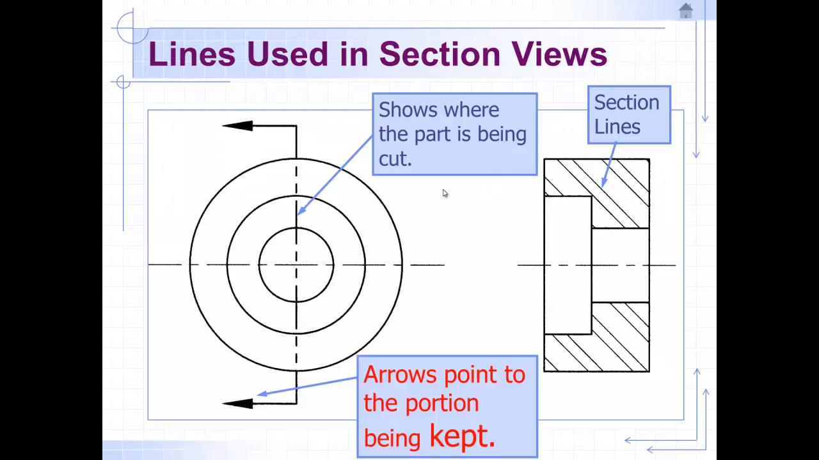Alright, so I'm doing the front view now, and I'm cutting vertically, so I could get either left or right. Now my arrows are pointed in that direction, so basically your eyes are going to follow that. That's why I get my right view. Does that make sense? Okay.